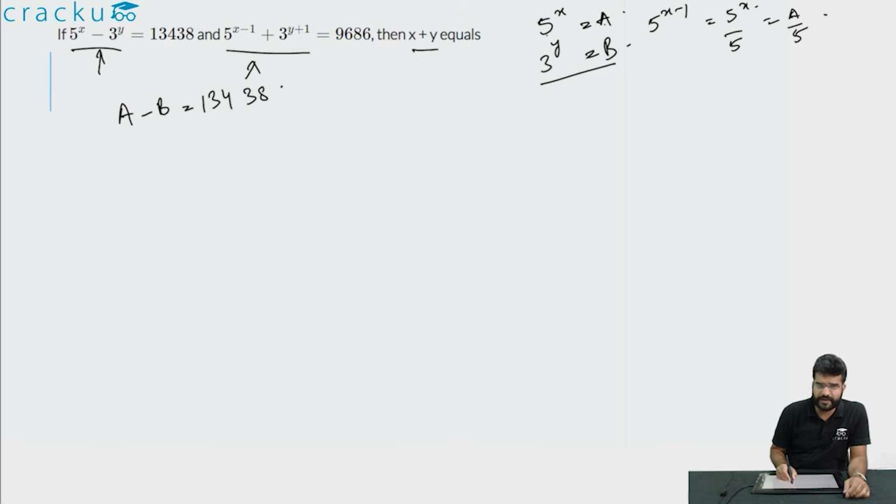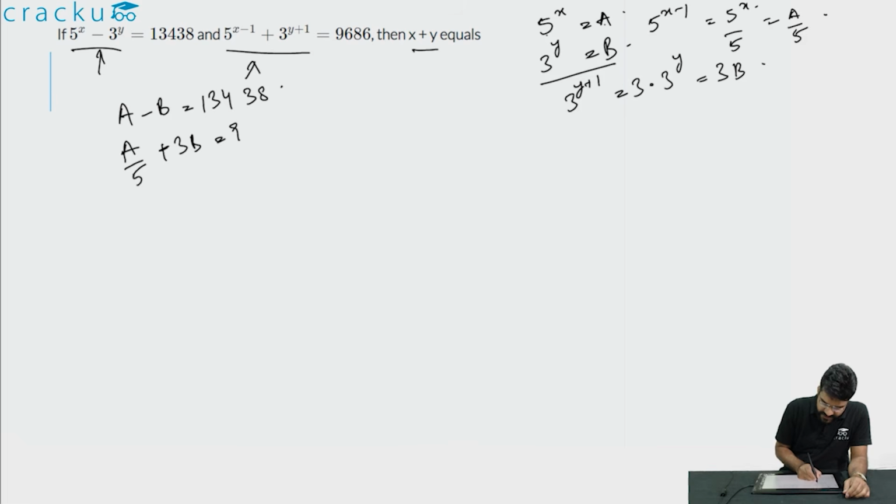Similarly, as 3 to the power y is equal to b, 3 to the power y plus 1 is equal to 3 into 3 to the power y, which will equal 3b. So the second equation will be a by 5 plus 3b is equal to 9686. So we have to just solve these two equations. These are linear equations in two variables. Calculate the value of a and b.